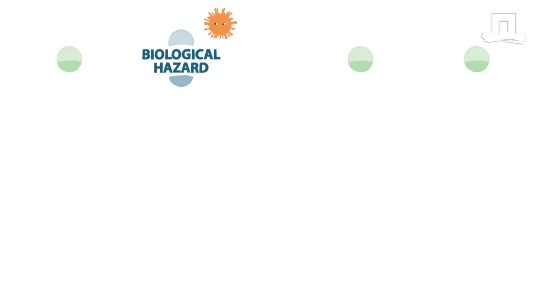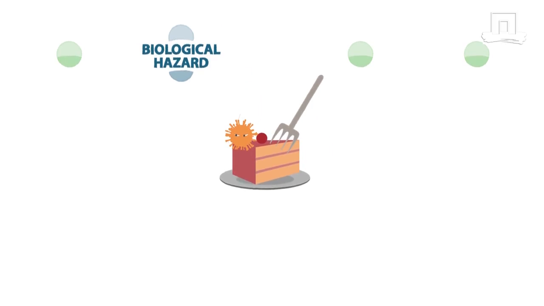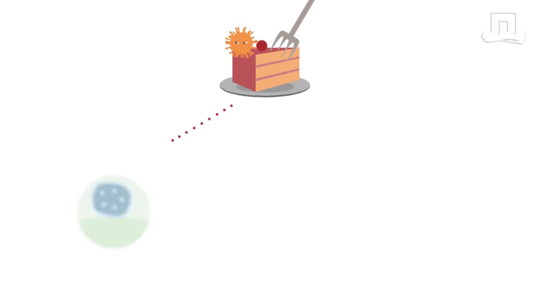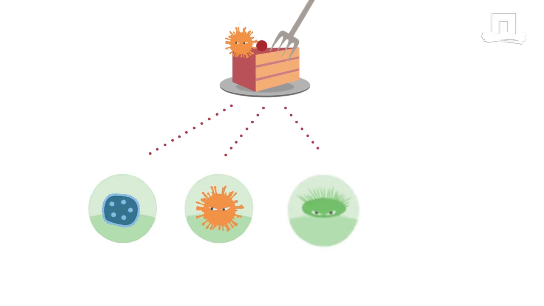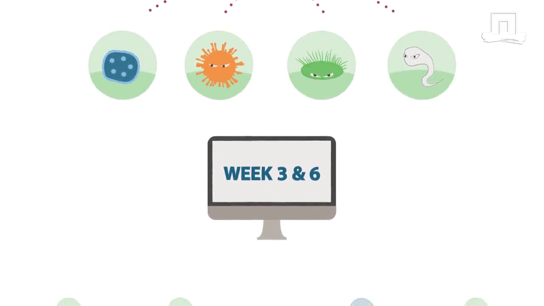The second group are the biological hazards. These hazards are living creatures that can harm the consumer who eats them or their toxic products. Biological hazards include bacteria, fungi, viruses, and parasites. Biological hazards are dealt with in weeks 3 and 6.